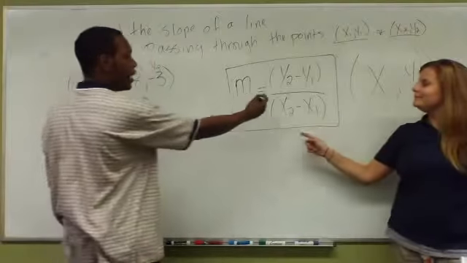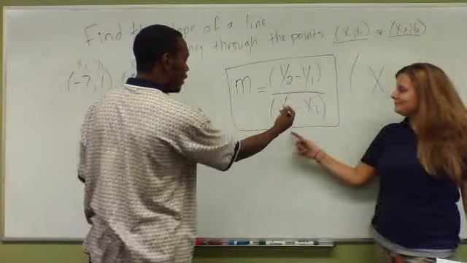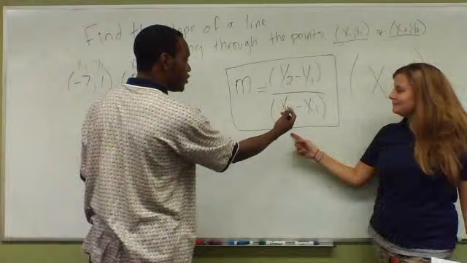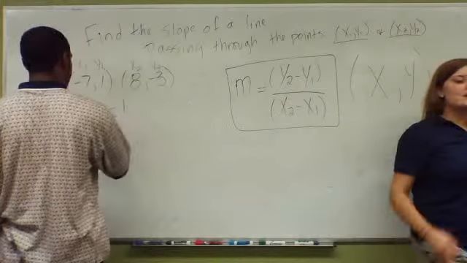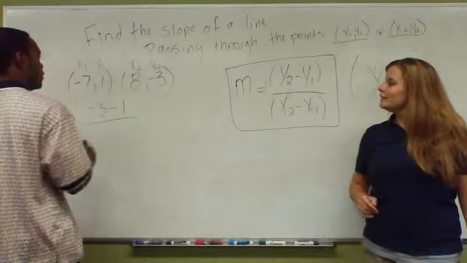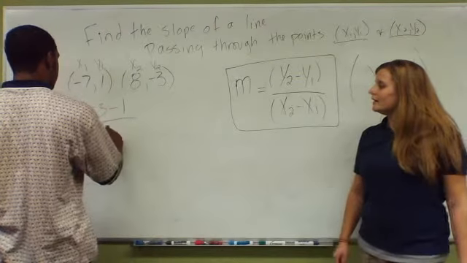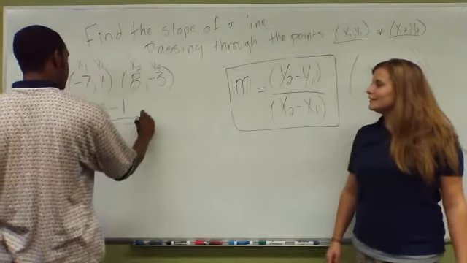The formula is y2 subtract y1 over x2 subtract x1. So I do negative 3 subtract 1, over 8 subtract the negative 7.